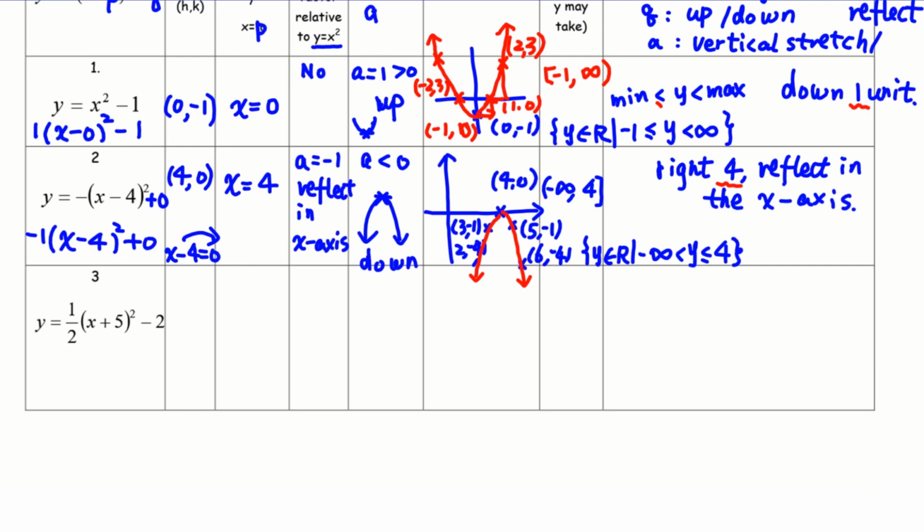So the last one is APQ given. Okay, just remember P is always opposite. From APQ, the vertex is PQ. Copy it: negative 2, 5, negative 2. The axis of symmetry is just x equals the P value, and the stretch will be a vertical stretch or compress.